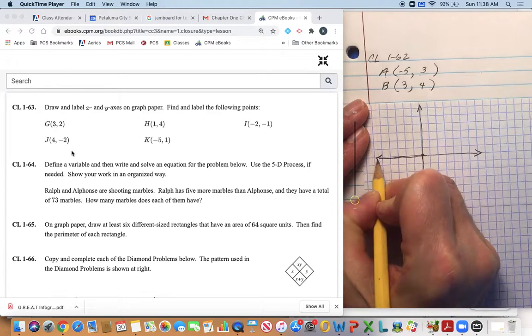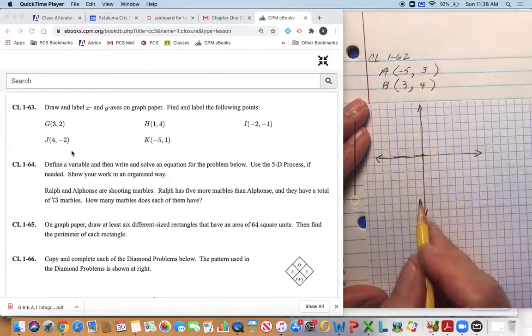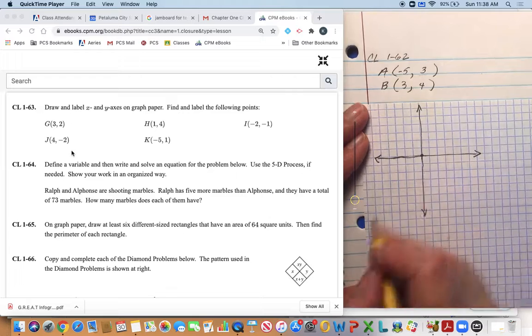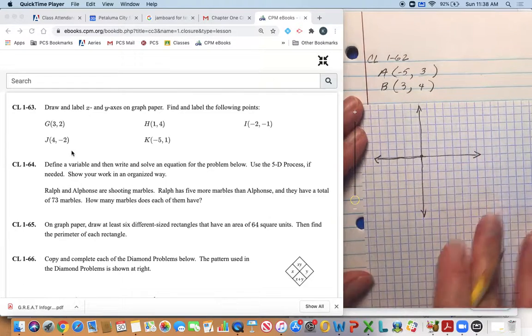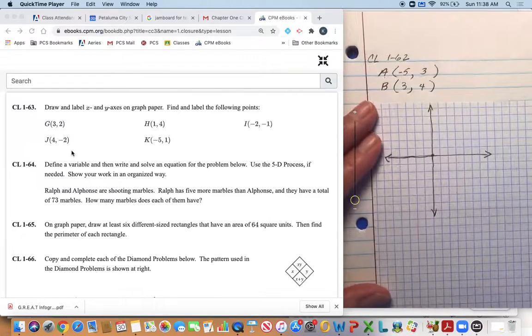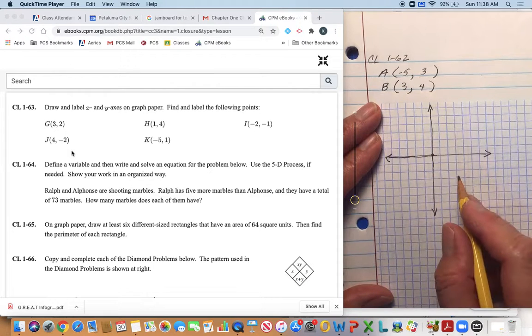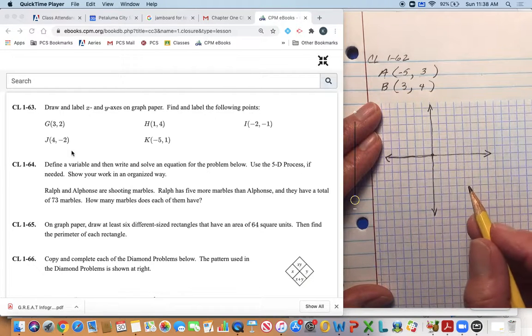Okay, so that's my graph. And I just put it in a little corner of my graph paper because I'm going to cut it out and paste it to my paper because I don't like to waste graph paper. Okay, so let's look at the first point.